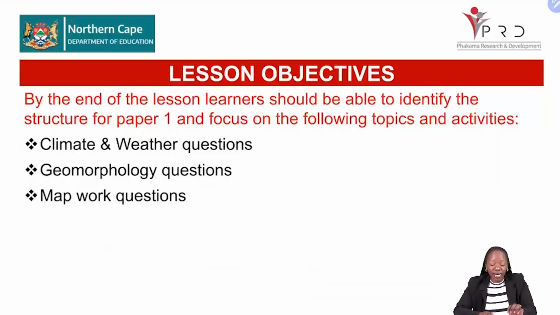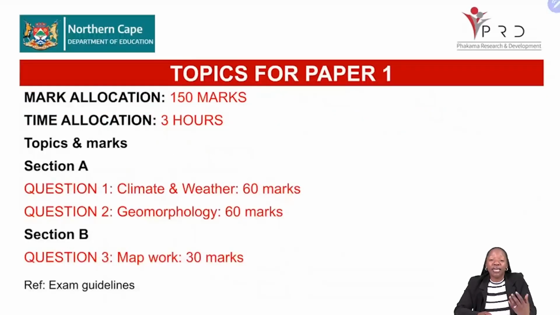We will be looking at your climate and weather questions. Secondly, will be your geomorphology questions. And then lastly, we'll be looking at your map work questions. As I've said, by the end of this lesson, you should be able to identify the structure for your paper 1. So your mark allocation for your paper is 150 and the time allocation or your duration is 3 hours.